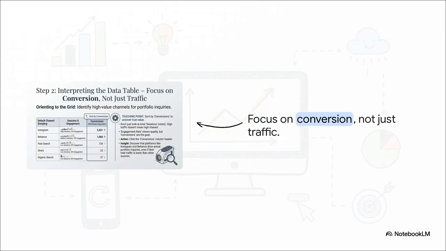Just look at how the story completely shifts when we dig into the data table. If you're only looking at sessions, which is our foot traffic, Instagram looks like the absolute star player. But if you click that column to sort by conversions, wow, the story changes entirely. You might discover that Behance, or direct searches, are actually the ones driving real portfolio inquiries. Those are your serious buyers.